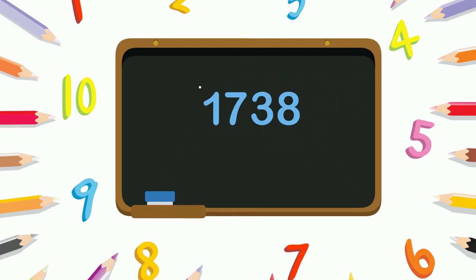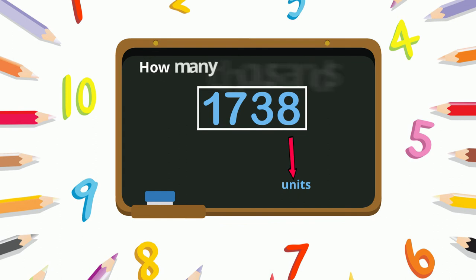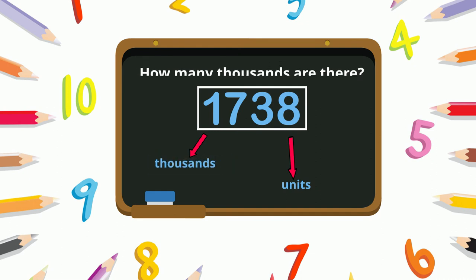1738. In this number, how many units are there? 8, as it is first from left, that is the place of units. And how many thousands are there? 1, as it is fourth from the left, that is the place of thousands. Therefore, 1738.